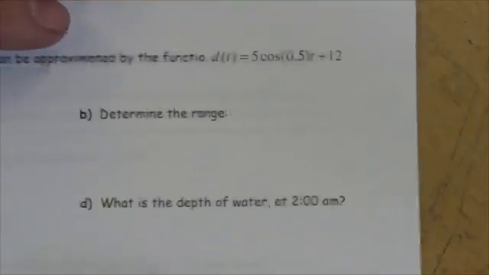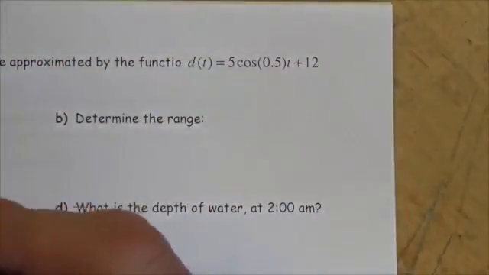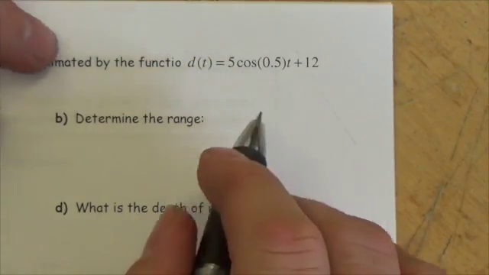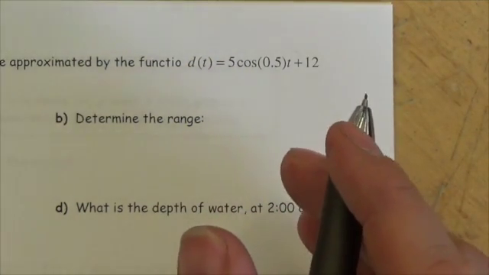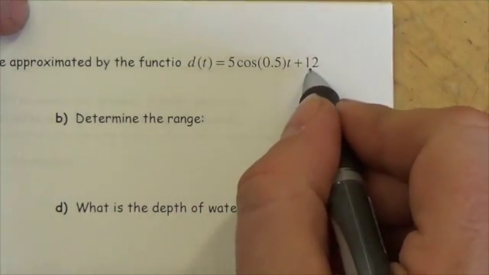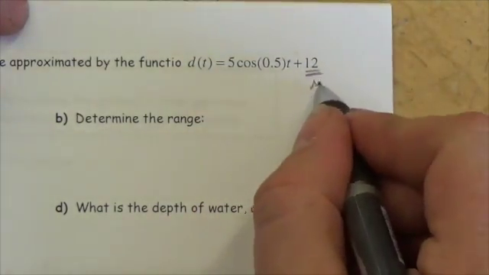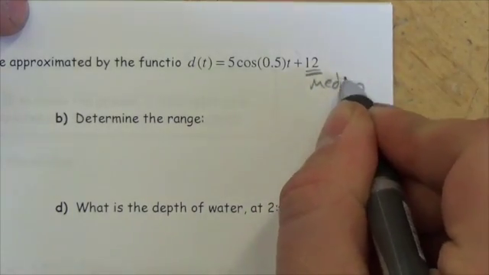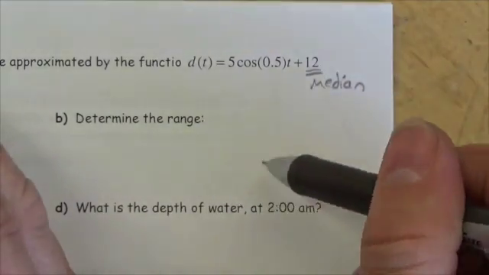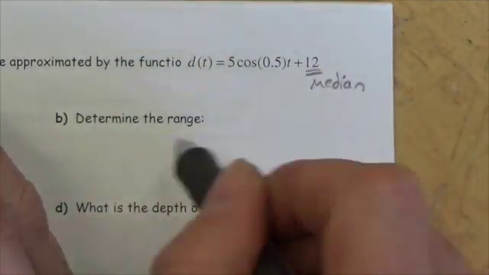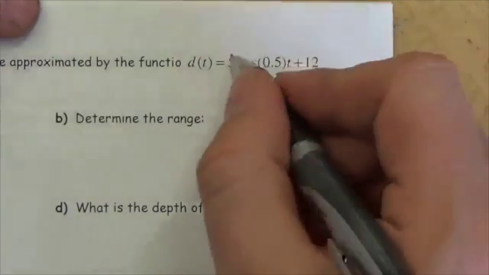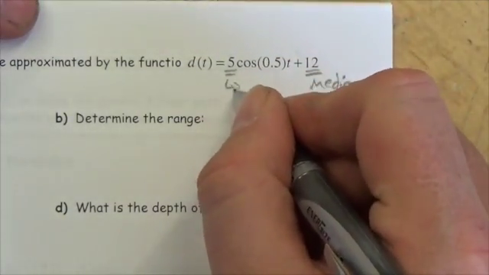Well, we've talked about this before. We know what the pieces represent here. It doesn't really matter that this is cosine. The graph is still going to be what we call sinusoidal. It's going to have that nice little wave to it. We've already established that this number at the end here is our median. That's the middle of the graph. The graph goes up and down, up and down, but the middle of that graph is going to be represented by this number right here, so 12. And then this number right here is our amplitude.